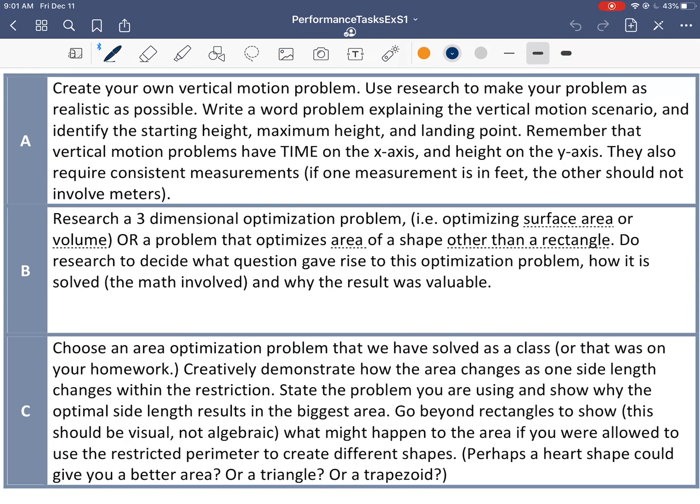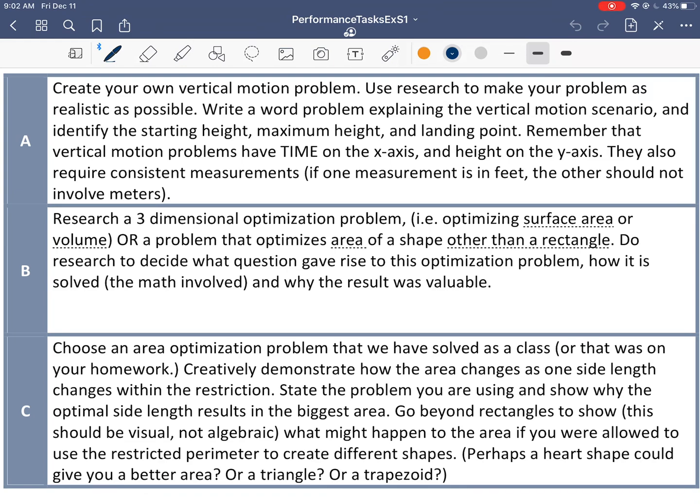Option C is to choose an area optimization problem that we solved as a class. So something from the notes or on the homework. Creatively demonstrate how the area changes as one side length changes within the restriction. State the problem you're using and show why the optimal side length results in the biggest area. Go beyond rectangles to show this; it should be visual, not algebraic. What might happen to the area if you were allowed to use the restricted perimeter to create different shapes? Perhaps a heart shape could give you a better area, or a triangle, or a trapezoid.